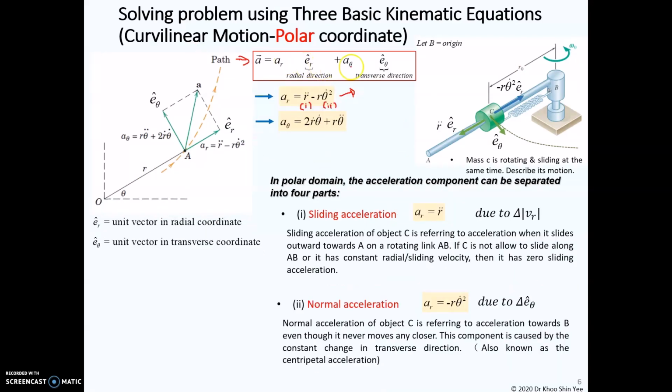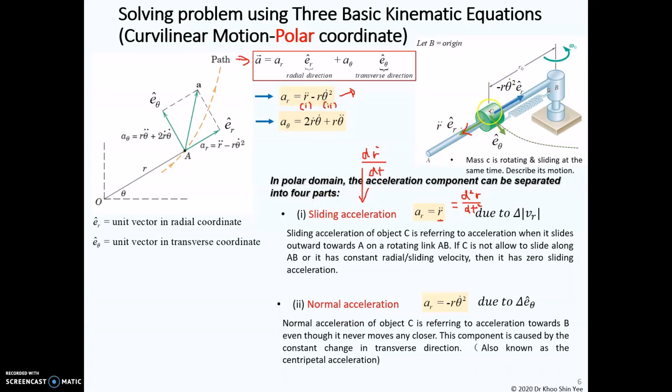This is the acceleration formula, and we can separate the acceleration into four parts. In the radial direction, you have the sliding acceleration and the normal acceleration. Sliding acceleration can be obtained by differentiating the sliding velocity. You can use R double dot or d squared R over dt squared to compute the sliding acceleration. The sliding acceleration of mass C will cause the mass C to slide and then move toward the point A here.